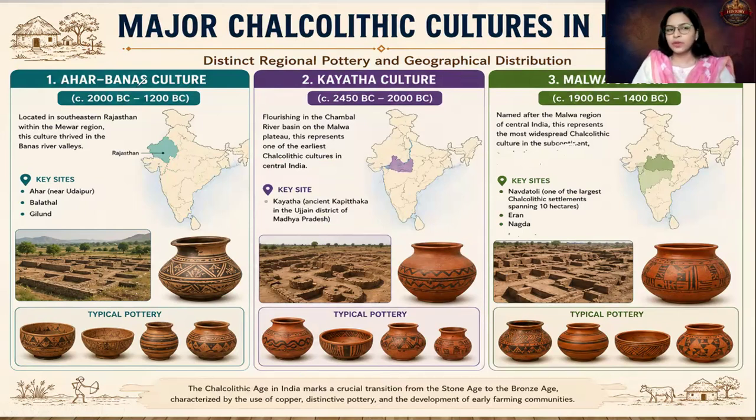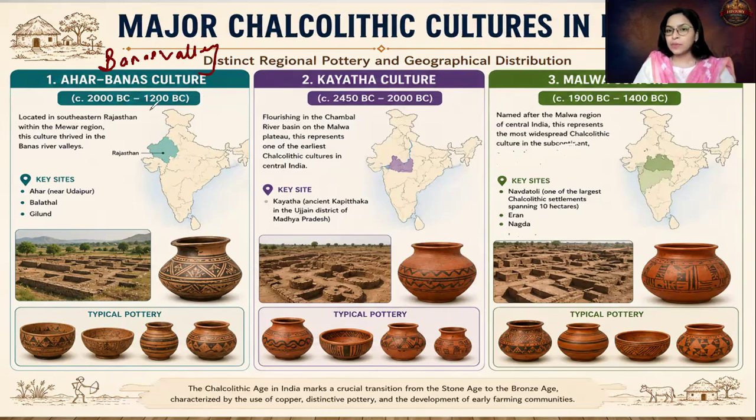The very first culture is the Ahar Banas culture, also referred to as just the Banas culture. Why Banas culture? Because it flourished on the banks of the river Banas, or you can say in the Banas River Valley. That you need to remember. In which state did it flourish? In the present day state of Rajasthan. What is the timeline? 2000 BC up to 1200 BC.